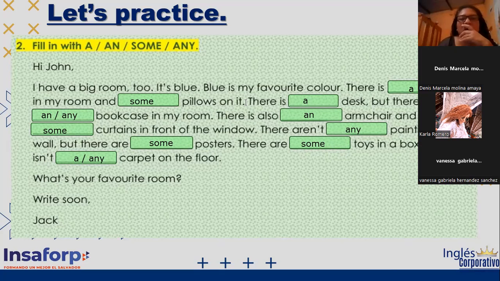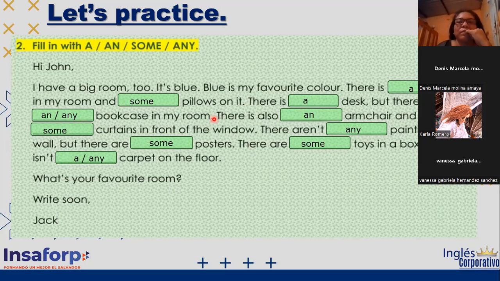Denise, help me reading hasta el primer punto, till the first period. Hasta acá. Read it. From here till here. Hasta room. No, until here. Hi John, I have a big room. So it is blue. Blue is my favorite color. There is a big bed in my room and some pillows on it. Now, Zulma, from here until here, Zulma.